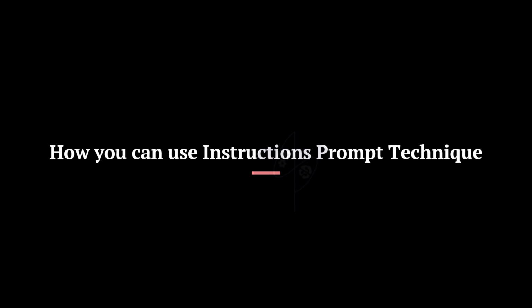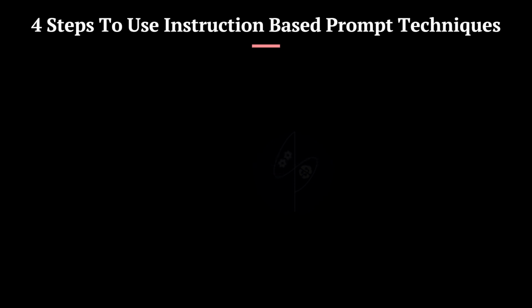Now let's proceed further and discuss how you can use the instruction prompt technique. To use the instruction prompt technique effectively, you have to follow 4 steps. Step 1. Define your task. In this step you should clearly identify the task you want the model to perform. This could be anything from writing an article to answering questions.